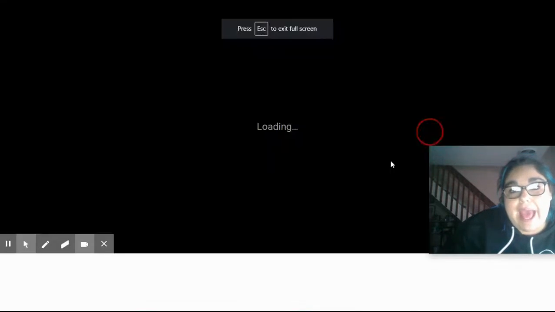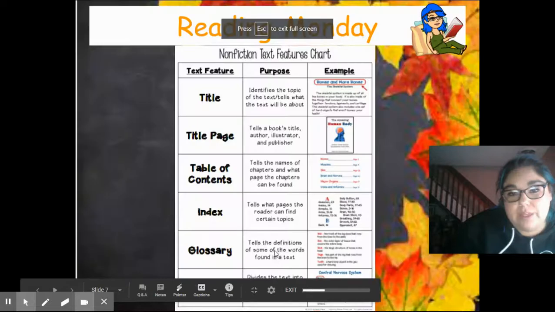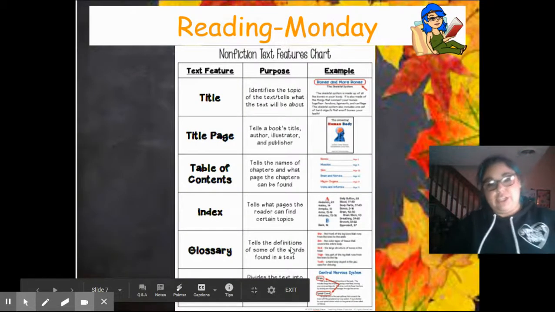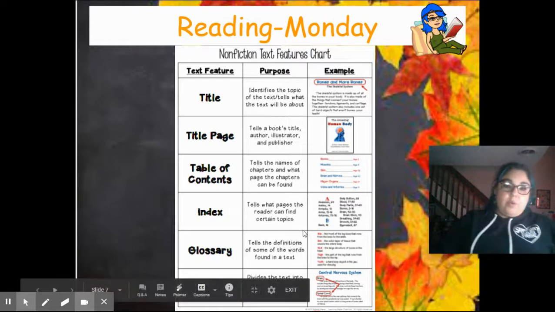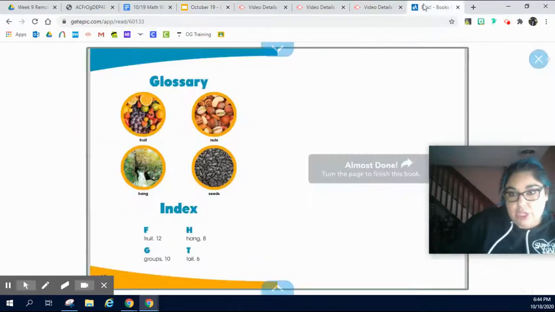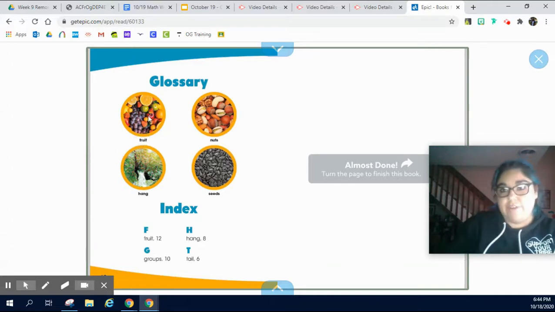Now we have a glossary. The glossary tells us the definitions of some of the words that are found in the text. Again, the glossary is in the back of the book, like our index is. It's right here. See, so this is fruit. There's a picture of fruit explaining what fruit is, okay?